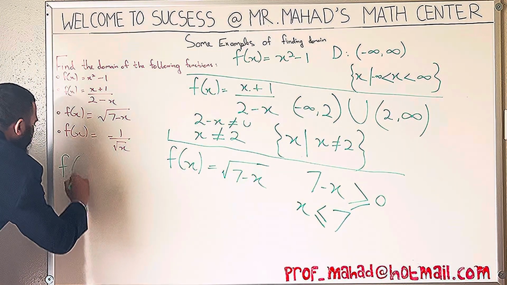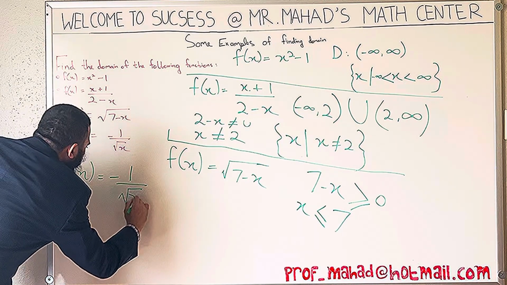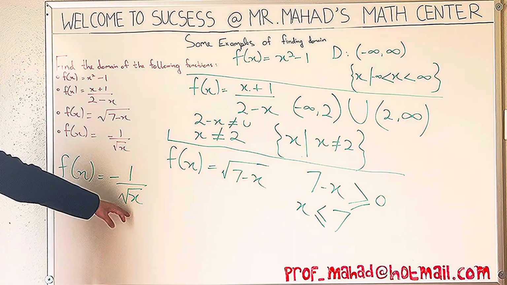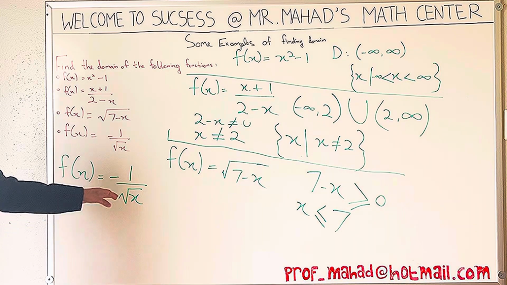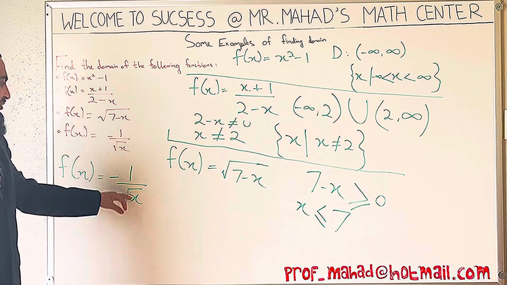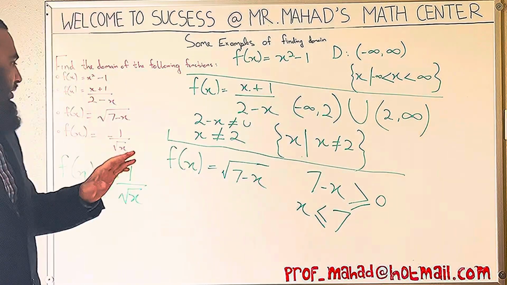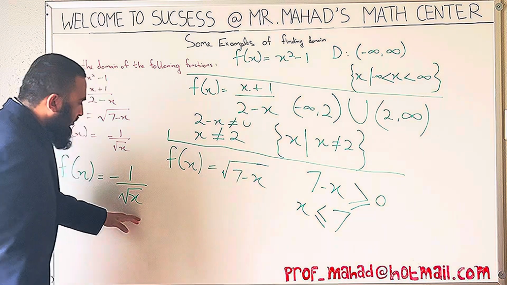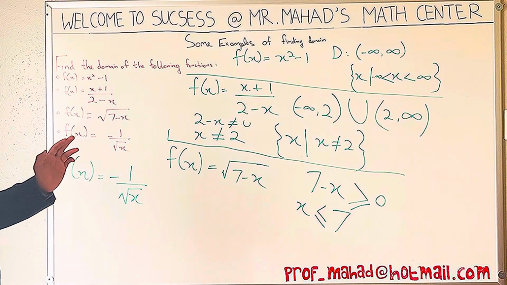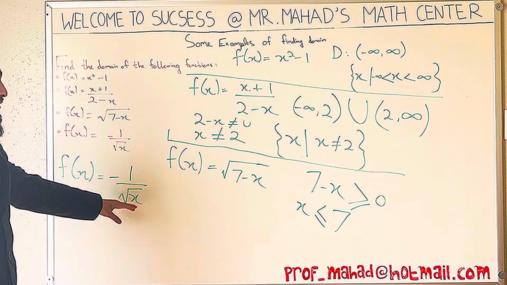We have f of x is equal to minus 1 over square root of x. Now, we have a problem here. The problem is that not only do we have a square root, the other problem is that the variable is in the denominator again. Now the denominator cannot be 0. Generally, if this was just a square root, it could be x is greater than or equal to 0, right? But the problem is when the variable is in the denominator, how do we solve this one?